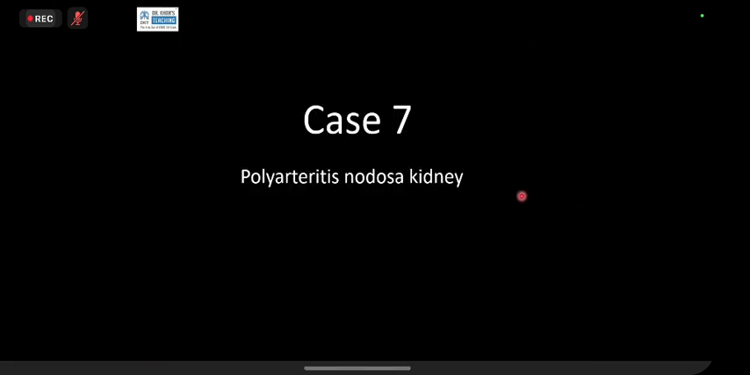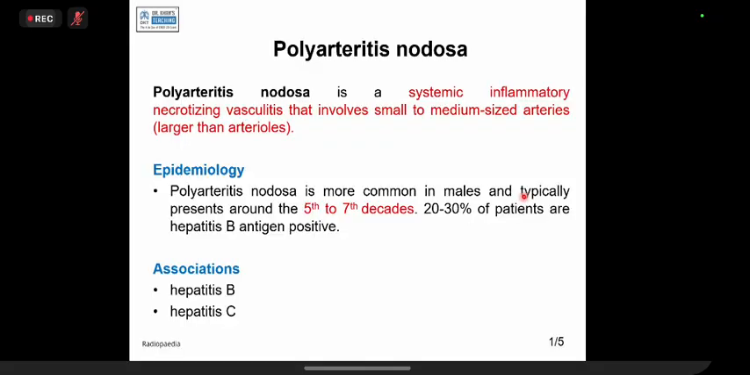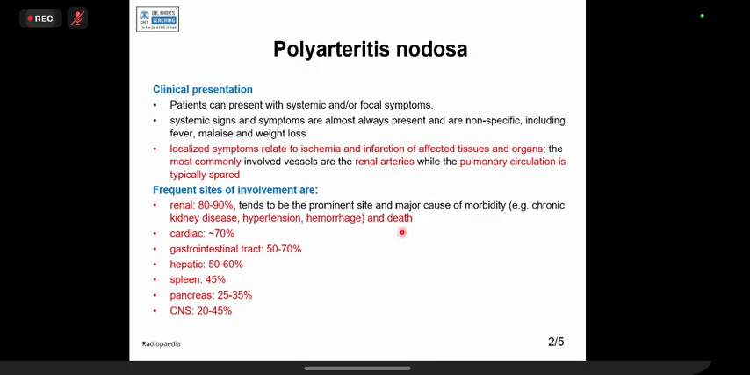Polyarteritis nodosa. Now, polyarteritis nodosa is a systemic inflammatory necrotizing vasculitis which involves small to medium size arteries. So please remember, they're small to medium size arteries, fifth to seventh decade. It can cause symptoms according to involvement of the organ. The kidney is most commonly involved, 80 to 90%.